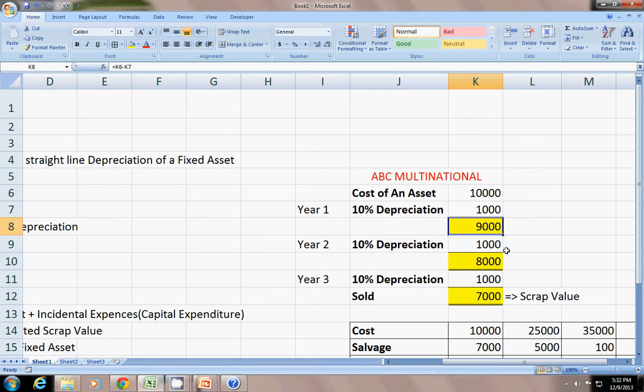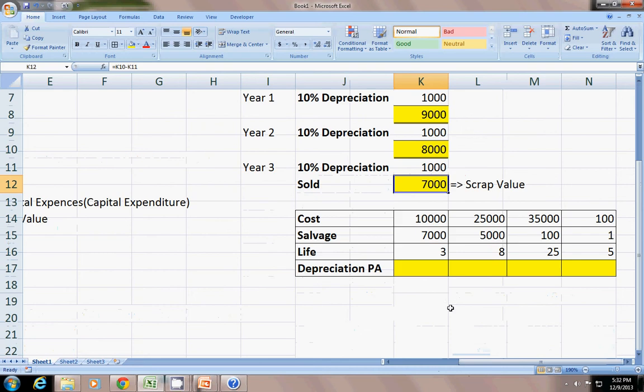In year 2, the depreciation was again charged on the fixed cost, that is again 1,000, and in the third year again 1,000 depreciation was charged, 10% on the cost of the asset. So the scrap value was 7,000: 10,000 minus this and minus this, you get a scrap value of 7,000. Scrap value means the value at the time at which you sold the asset.